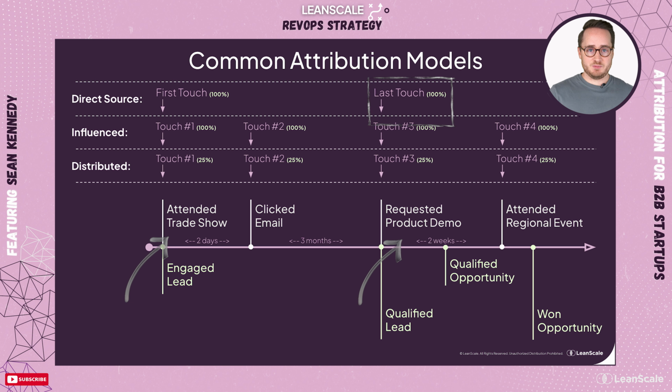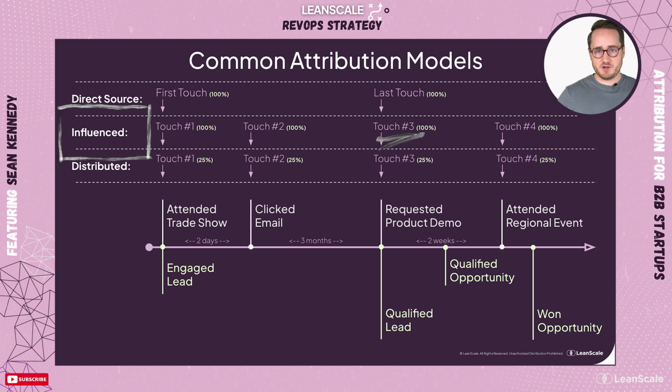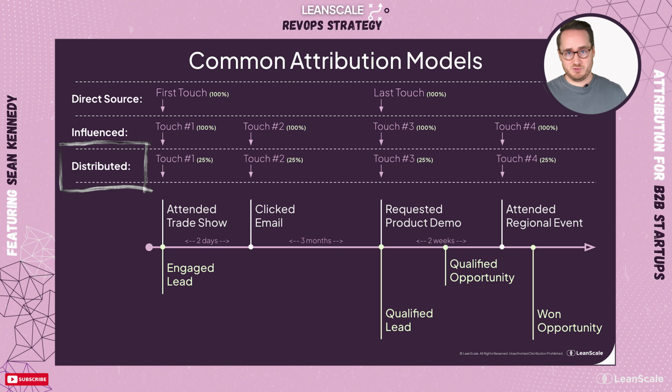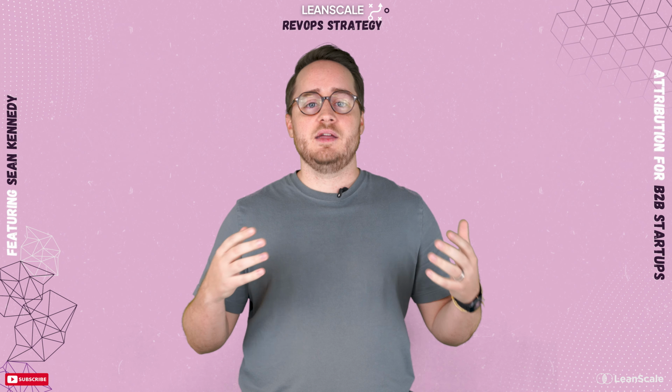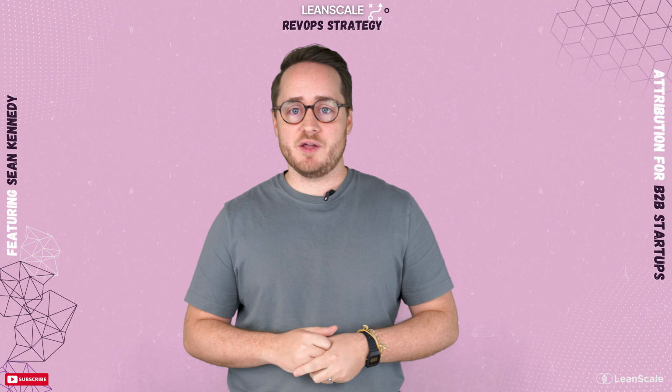Then there is influence attribution. In this model, every significant touch point along the buyer journey gets all the credit for the sale. This means that revenue credit is duplicated for each of the 4 significant touch points, essentially quadrupling the attributed revenue amount. And finally, we have distributed or multi-touch attribution. In this model, we are giving credit to every touch point along the buyer journey, but we are not duplicating credit. Instead, we are evenly distributing the attributed revenue amount across the 4 touch points and giving 25% credit to each.